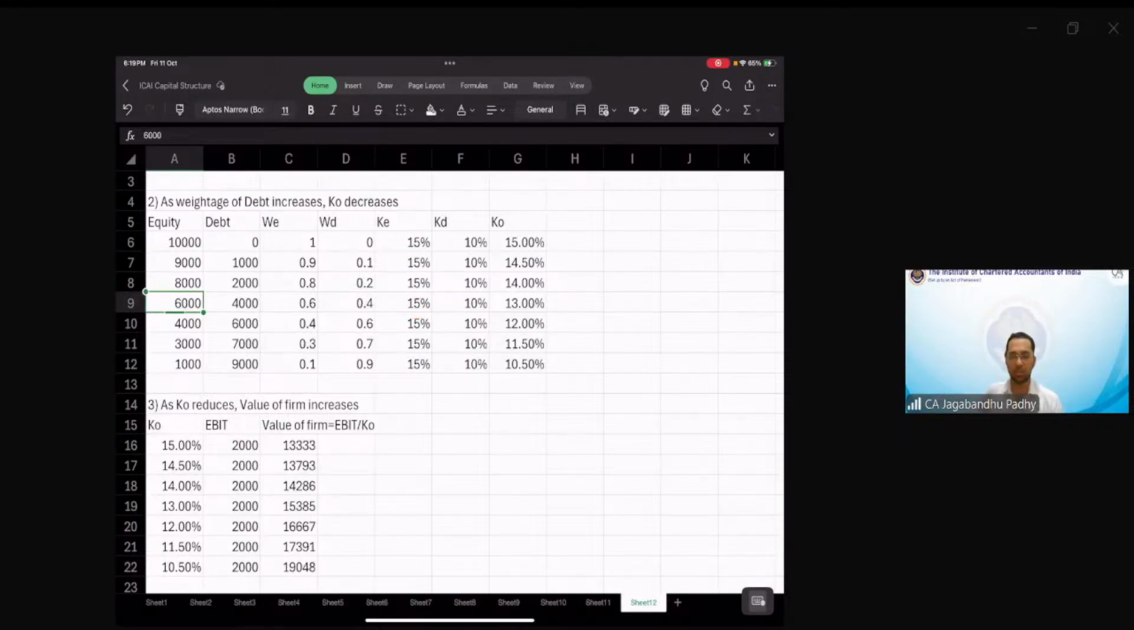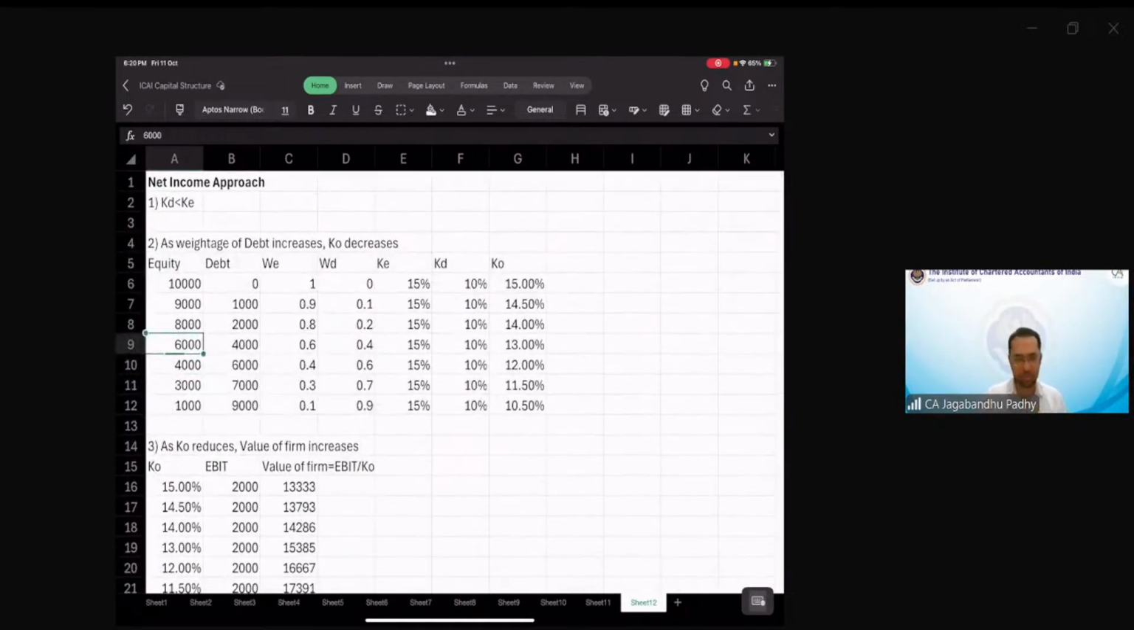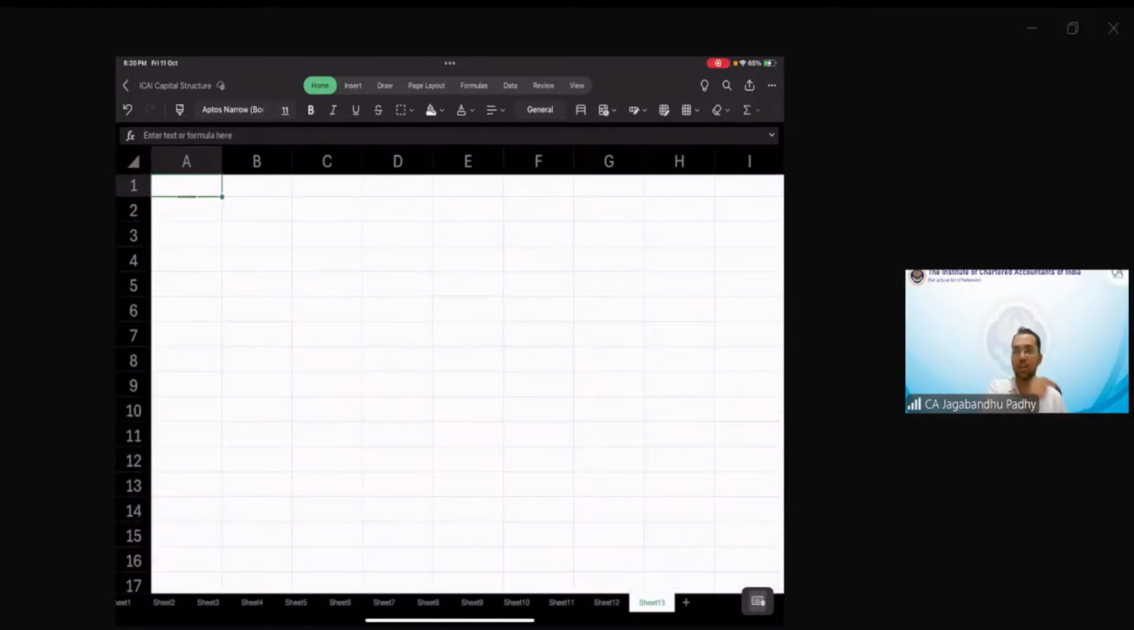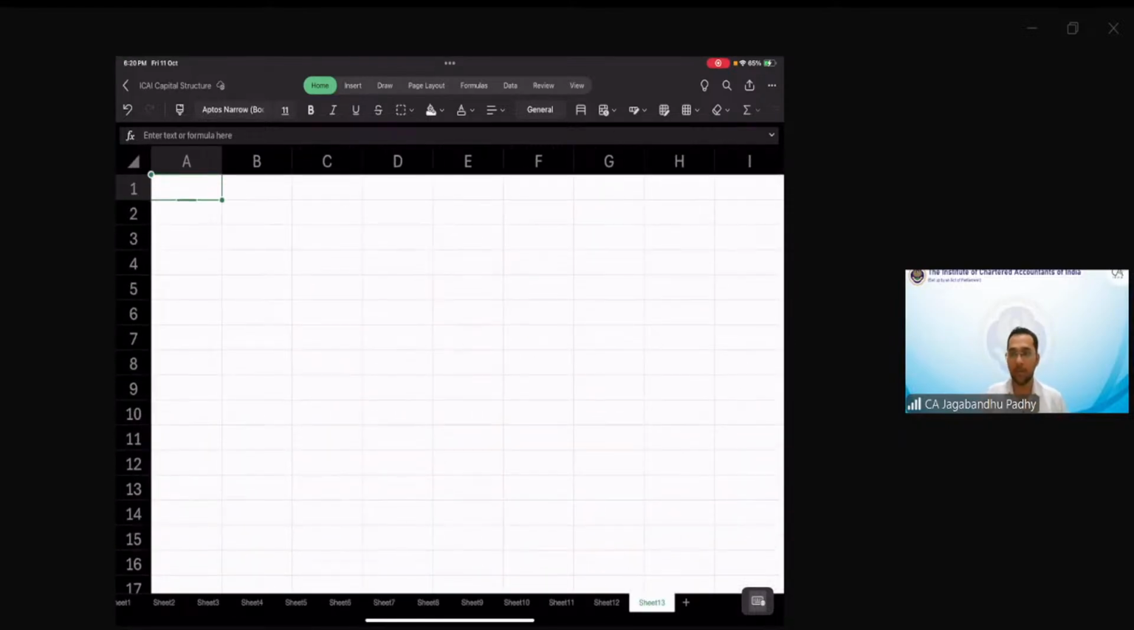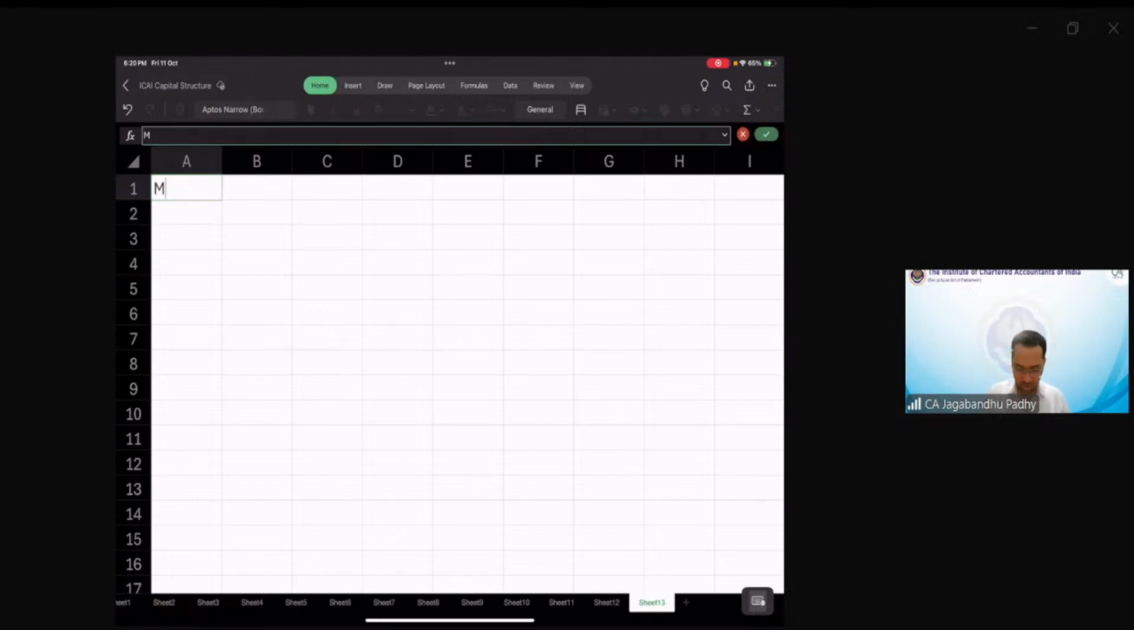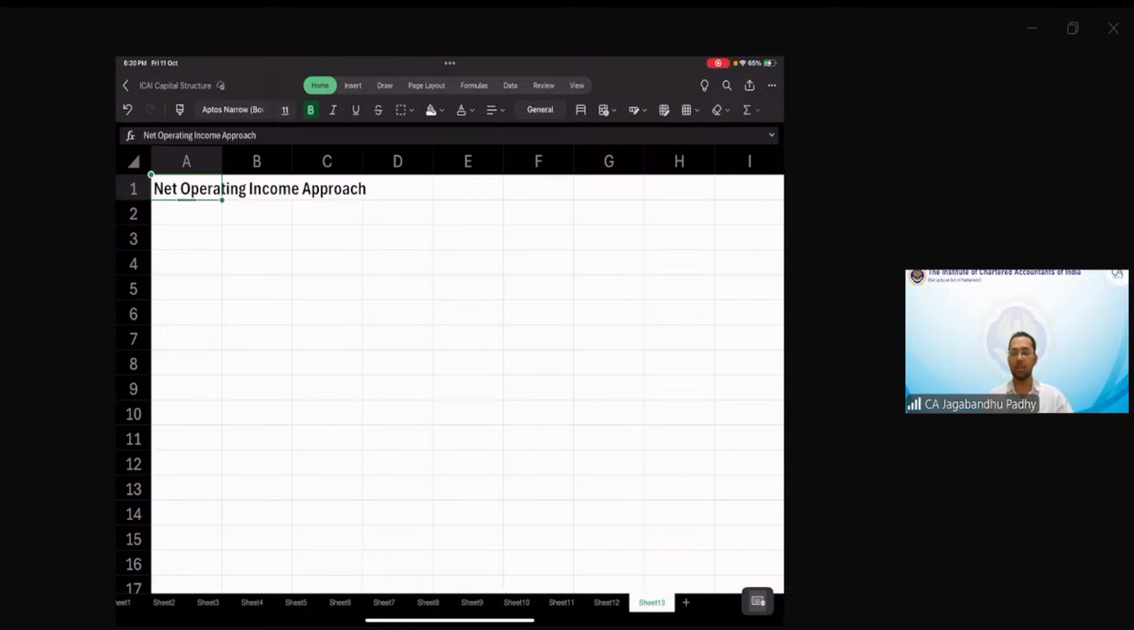Do you expect the equity shareholders to be requiring the same equity return? No, because that's the basic fundamental problem, right? So it should be less. So when we're computing the overall cost of capital, we cannot assume the cost of equity to be remaining constant, and therefore we proceed with the next model, which is an improvement over this, called the net operating income approach.